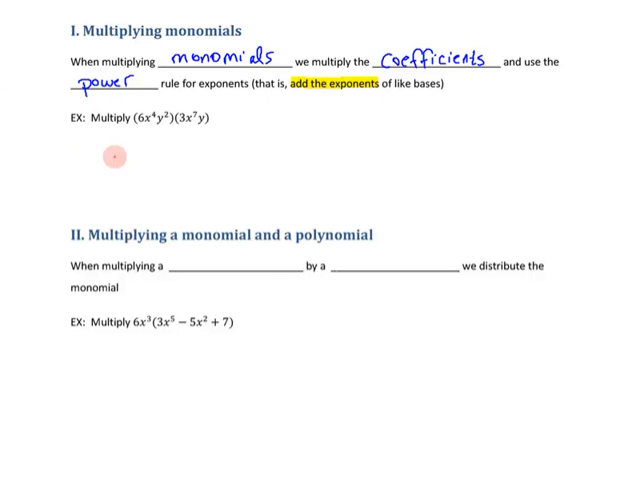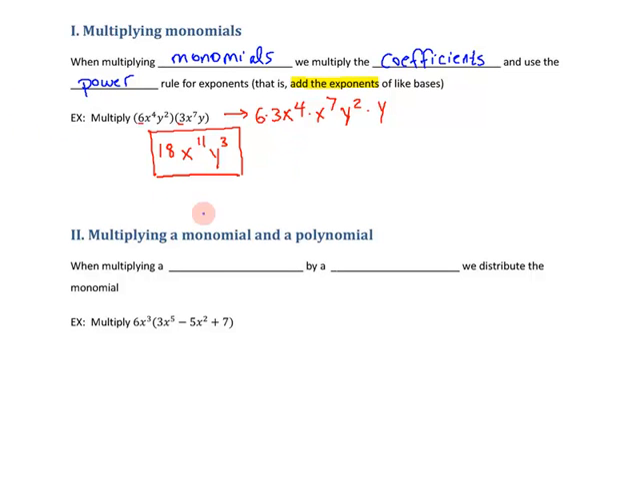Okay? So in this example, what we do is we put the like things together. So 6 times 3 is 18. All I did was 6 times 3 and I got 18. If I did x to the 4th times x to the 7th, that's going to be x to the 11th. And then y to the 2nd times y, 2 plus 1 is 3, so that's y cubed. All I do is multiply the coefficients together, and then when you're multiplying the variables, you combine like bases by adding their exponents, and that would be what we get when we multiply two monomials together. That's all there is to it.